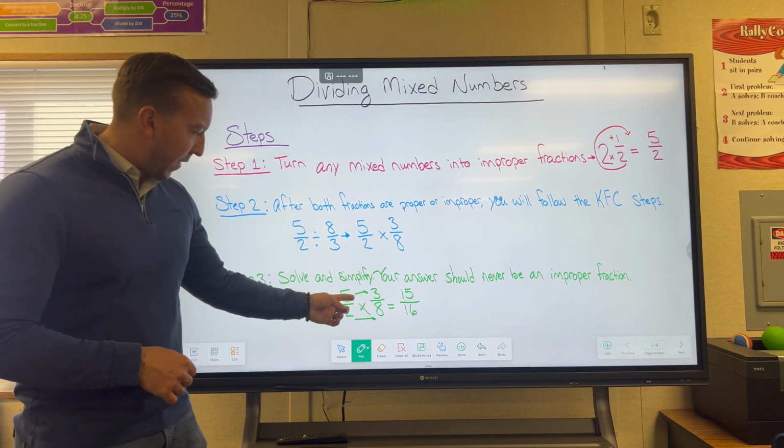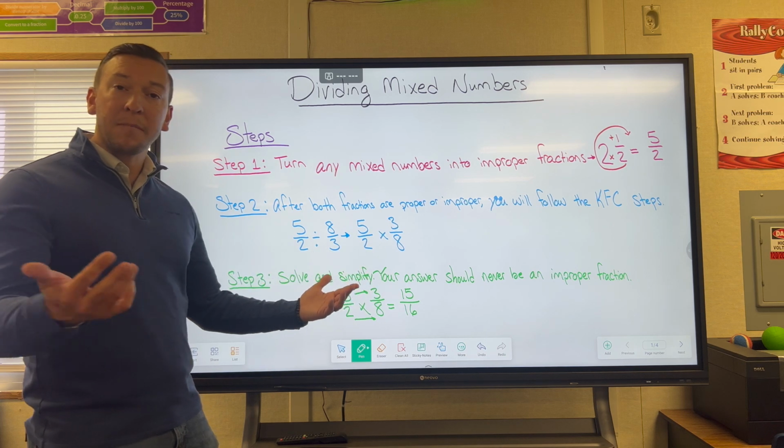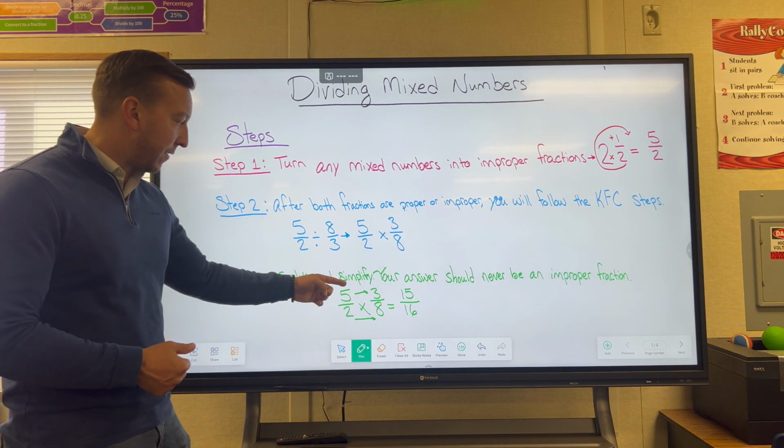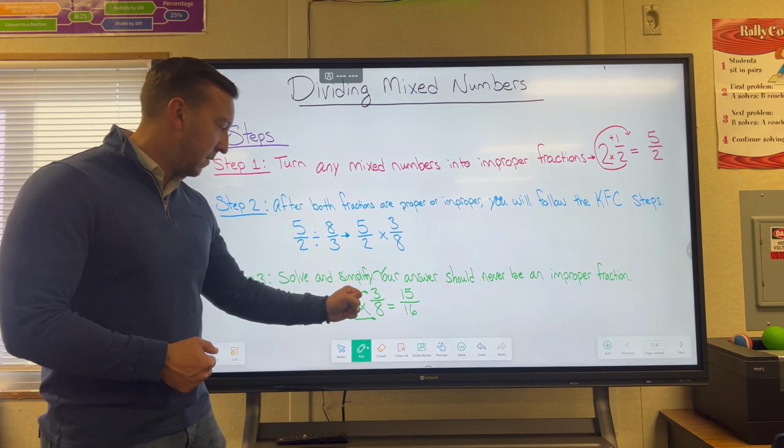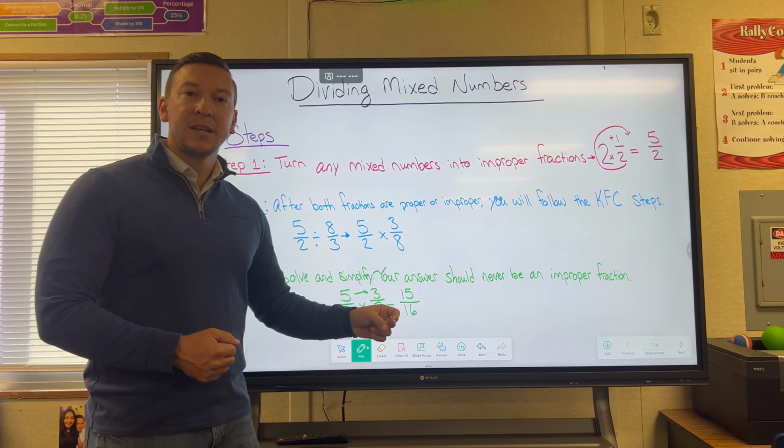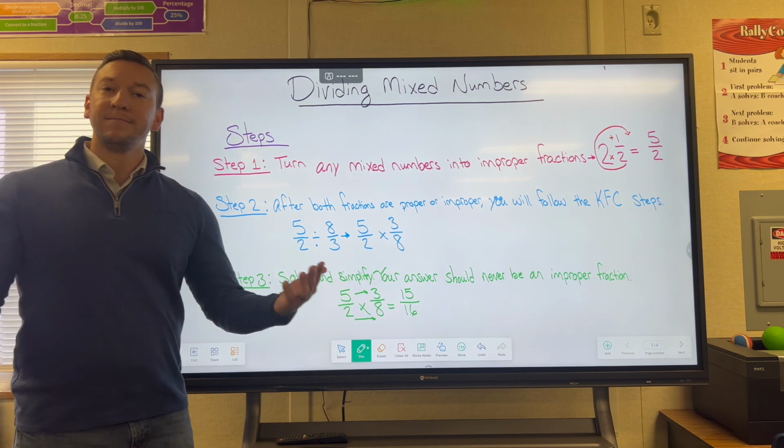So I have 5 over 2 times 3/8. Now I can multiply across like normal. 5 times 3 is 15. 2 times 8 is 16. This is a proper fraction. I'm done.